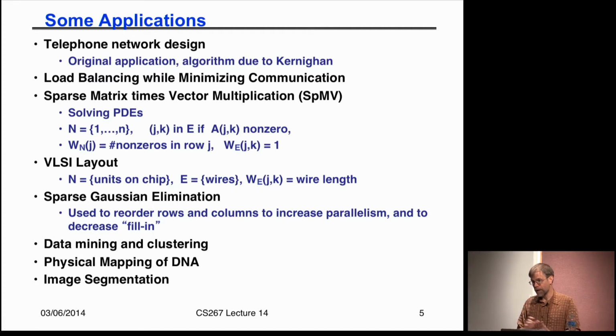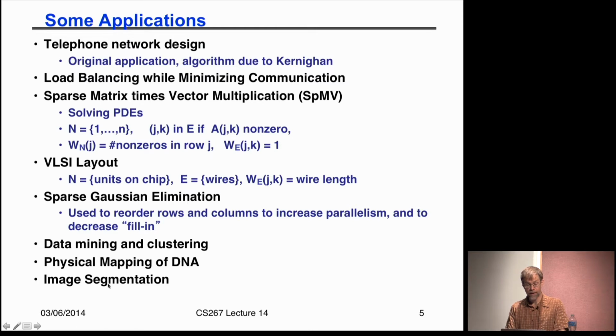I think I've shown you a picture of that before. Depending on the order of the rows and columns, you may get more non-zeros filling in as you're doing the elimination. You want to minimize the number of fill-ins. And it turns out the same graph partitioning problem helps us solve that. It will let us minimize the amount of fill-in. And here are a lot of other examples.